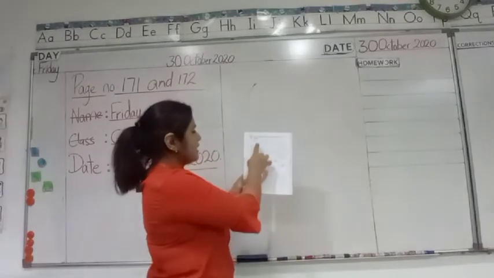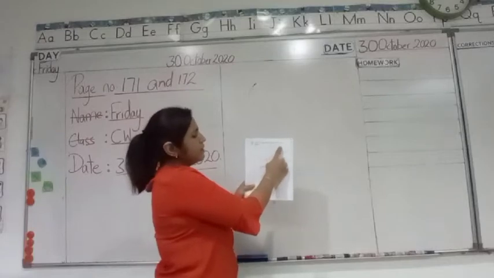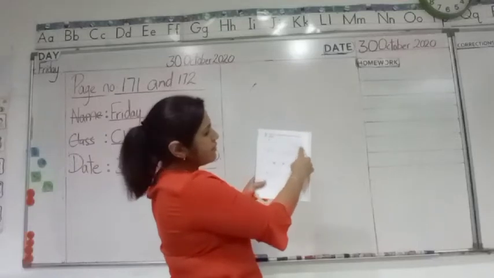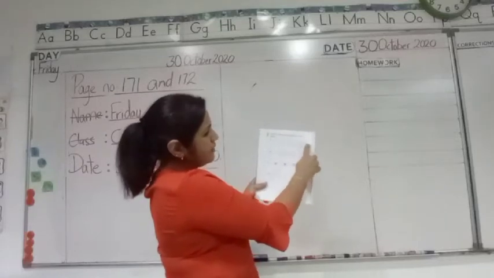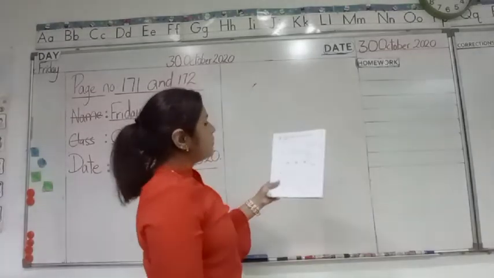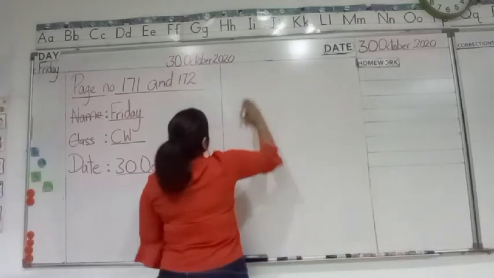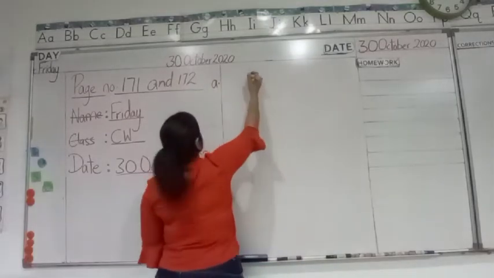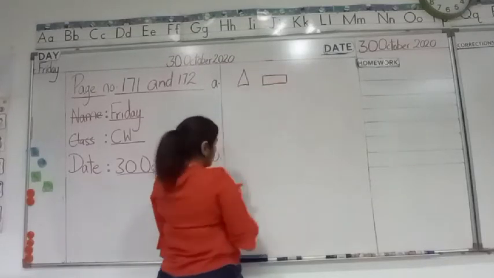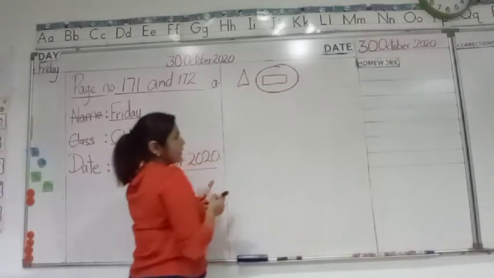We follow the pattern. Triangle, rectangle, triangle, rectangle, triangle, rectangle, triangle. Correct. It's a rectangle. So circle the answer, rectangle, quickly. Alright, next one, letter B. So you have a triangle and you have a rectangle. The first one, the answer is a rectangle.